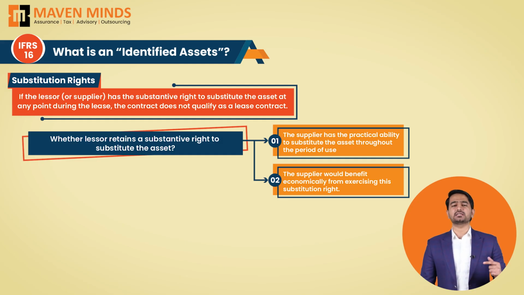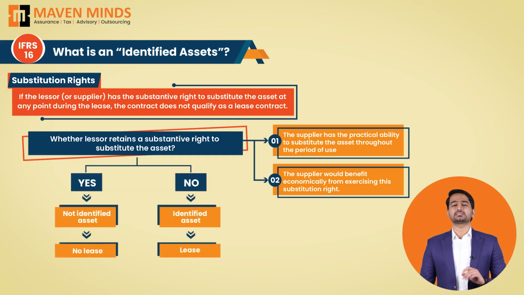If both of these conditions are satisfied, the asset is not an identified asset and the contract does not qualify as a lease contract under IFRS 16. Let me walk you through these with some examples to make this concept clearer.